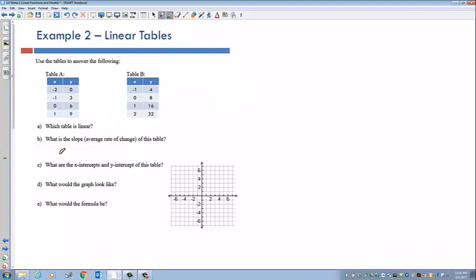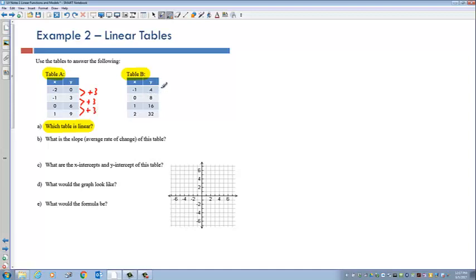So here's example 2. And I give you guys 2 tables here. We have table A and table B. And the first question is, which table is linear? So let's take a look at the tables and see if you can figure out the pattern in each table. So the inputs here are changing by 1 on both sides, so you're just adding 1. But what's happening over here is what we want to figure out. So what's happening? 0, 3, 6, 9. So if you look at these, you'll say to yourself, well, each time it looks like I'm adding 3, right, to get to the next one.